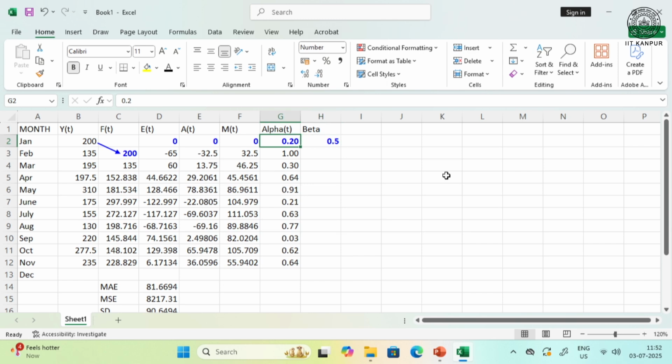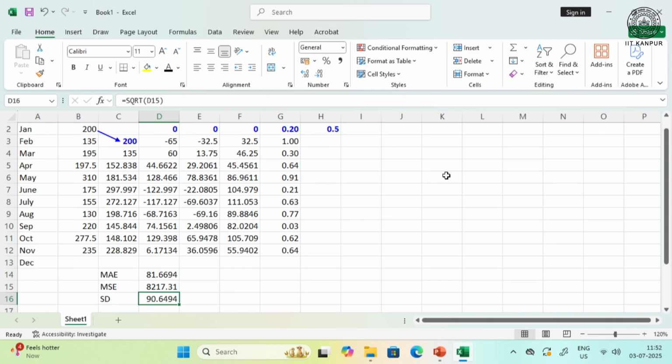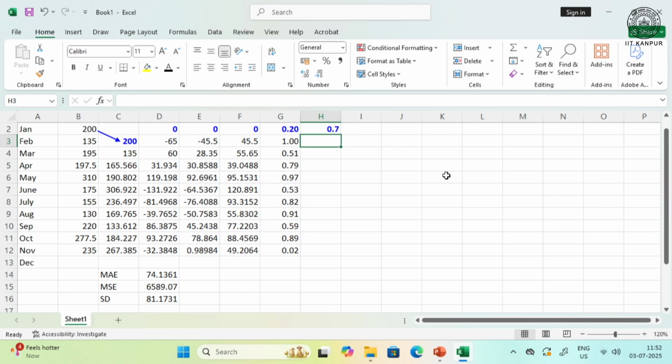See, with a value of alpha as 0.2, which is the starting value, and a beta of 0.5, the mean absolute error is now 81 and standard deviation is 90. If I change beta again to, say for example, 0.7, immediately you see the mean absolute error becomes 74 and standard deviation is 81.